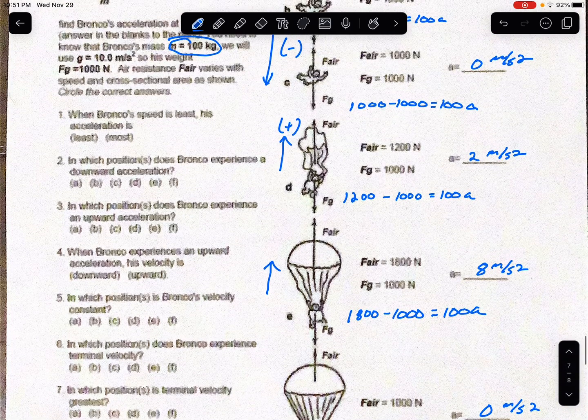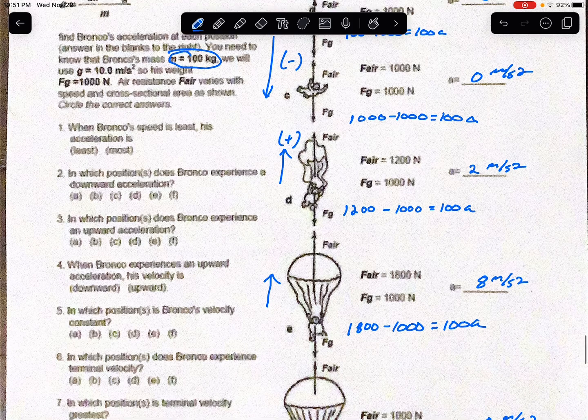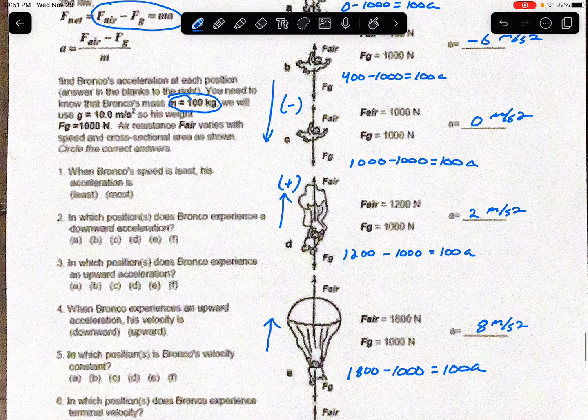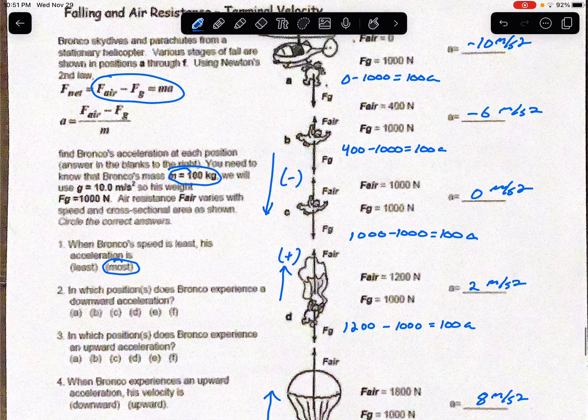So we're going to answer some questions. When is Bronco's speed the least? When Bronco's speed is least, his acceleration would be the most. So when he jumped out of that helicopter, you didn't have very much velocity yet, but your acceleration was the highest because you're starting to pick up speed. But if you notice, as you start going down, your acceleration starts to go down, and then your velocity starts to go up.